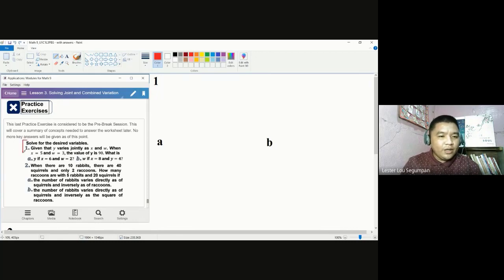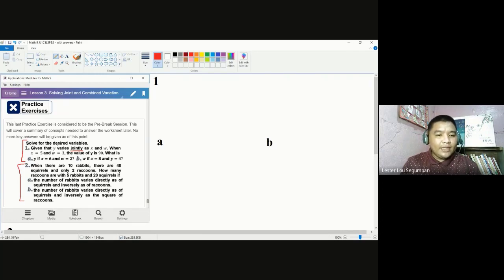For number one, they already gave that this is joint variation. But for number two, A and B, they are stated differently. For A, you have directly and inversely. Now, in letter B, you also have directly and inversely as the square. So for number two, this is an example of a combined variation.